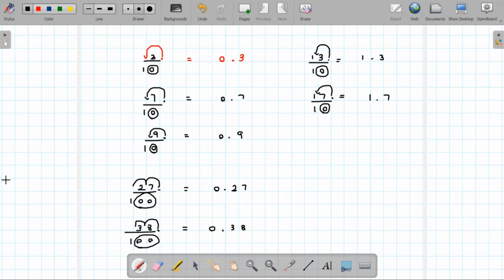Multiples of 10 means 10, 100, 1000. These are called the multiples of 10, right? So multiples of 10 can be obtained by multiplying 10 by 10, then again 10 into 10 into 10, then again 10 into 10 into 10 into 10. Likewise, you can obtain the multiples of 10, right?